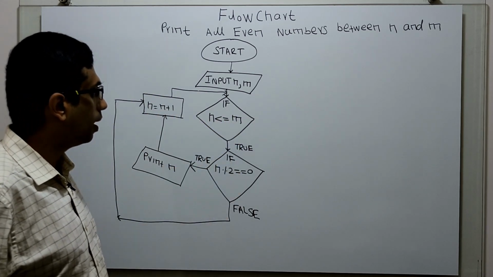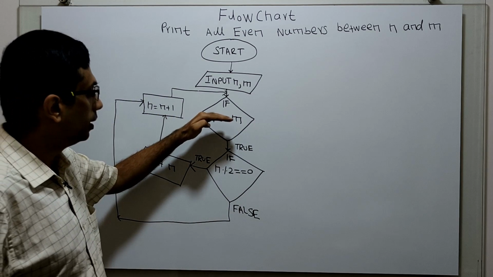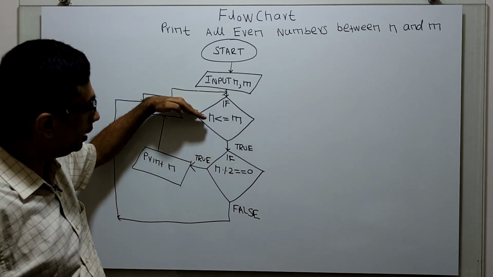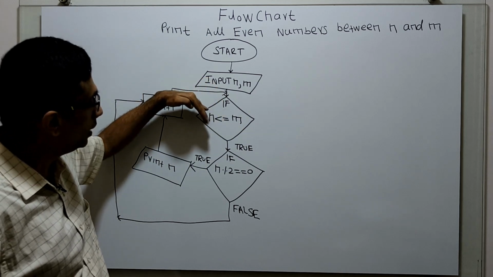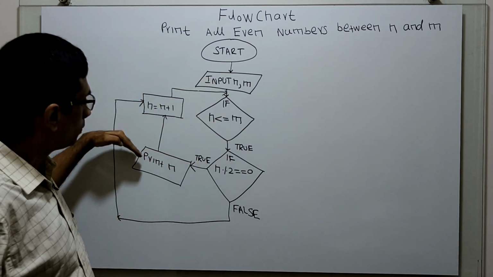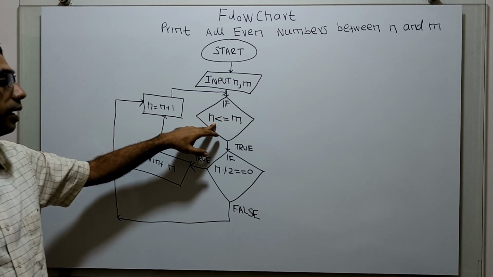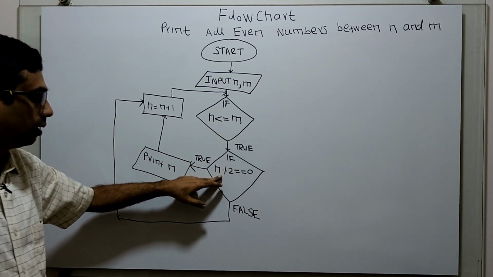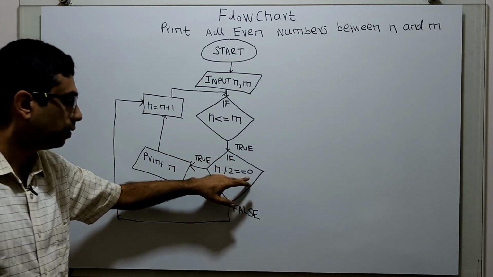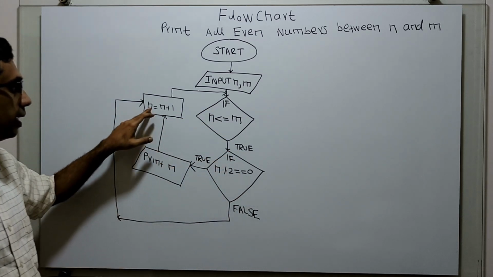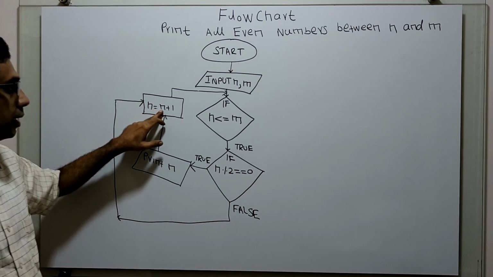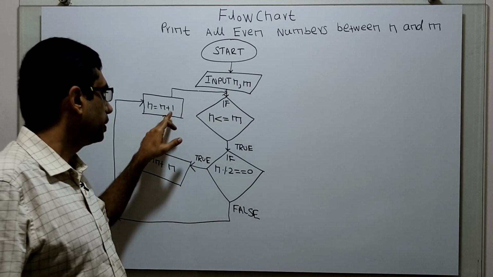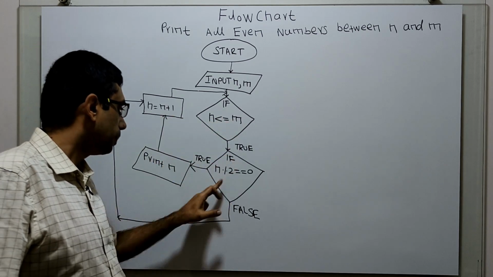So in this manner, all the even numbers between n and m, including n and m, will get displayed. I am checking if n is less than or equal to m. If this is true, I am checking n modulo 2 equal to 0. If this is true, I am printing the number, incrementing n by 1, n equal to n plus 1. I am checking now the next value of n. That means incremented n is less than or equal to m. I am repeating the process.